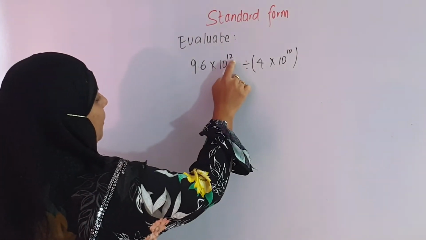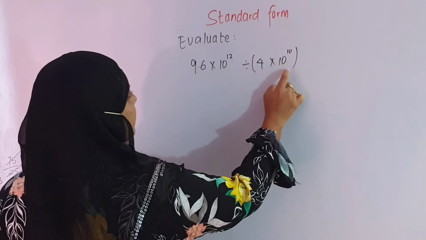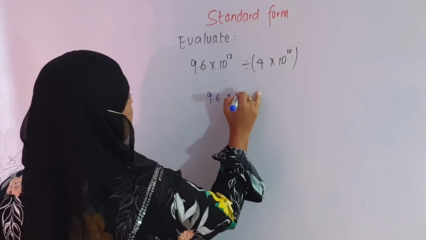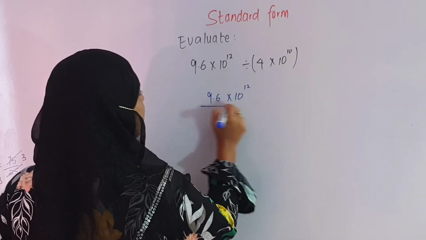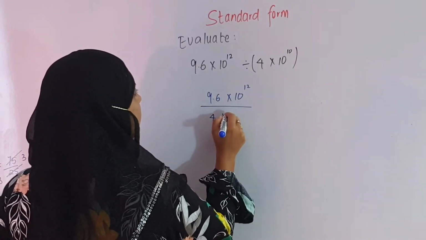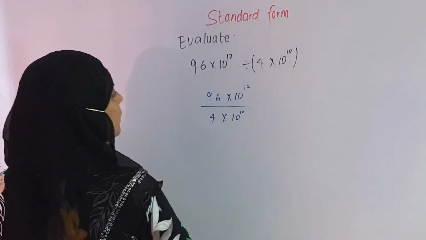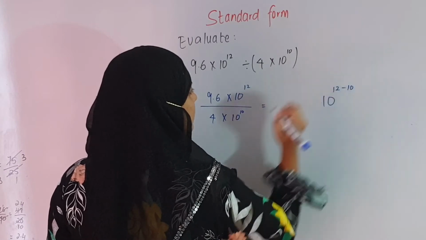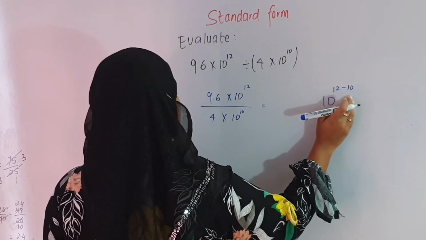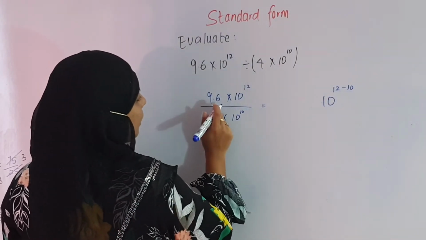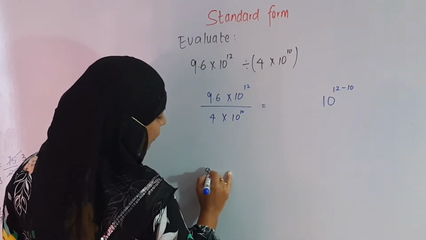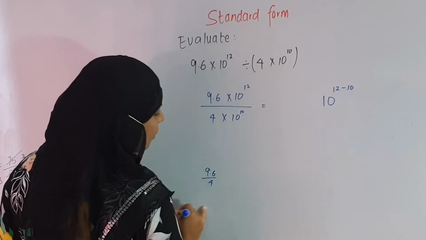9.6 times 10 to the power of 12 divided by 4 times 10 to the power of 10. Again we have the division here. We do 10, 12 minus 10. The division law means we subtract powers. Now we take 9.6 and divide by 4.